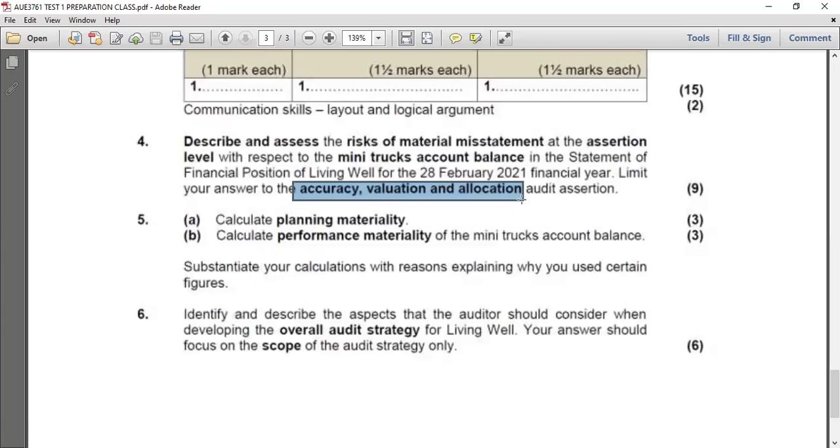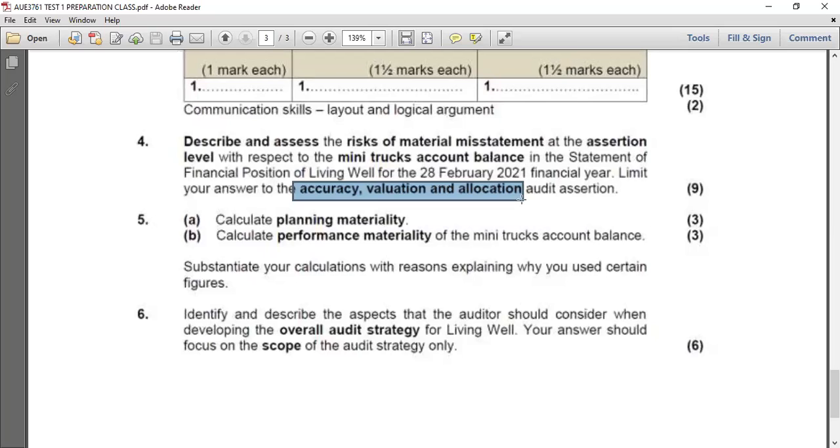Already in my head, I will know that maybe the addition of the mini trucks in the account might be done incorrectly. The calculation of depreciation may be wrong. They can use an incorrect useful life there. There can be any impairment which might not be recorded. Already, without even looking at the scenario, we know that mini trucks is an asset. What is it that affects the value of an asset?